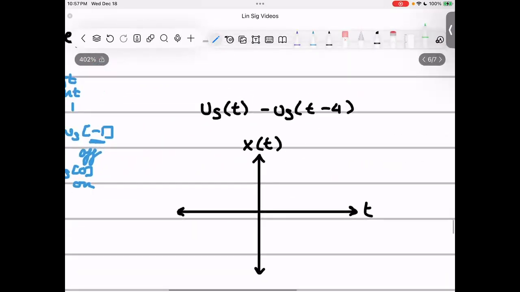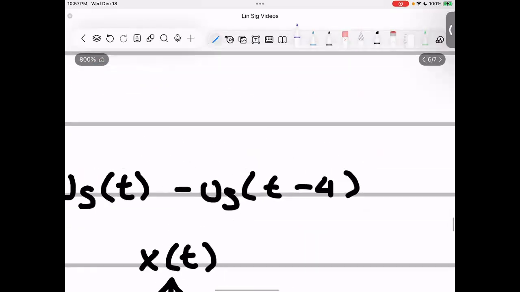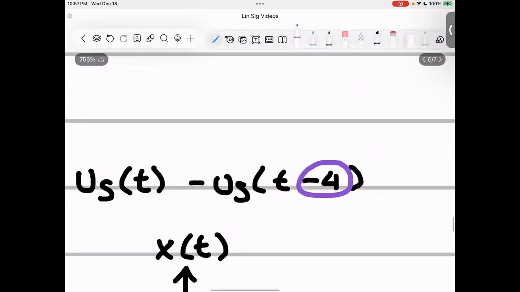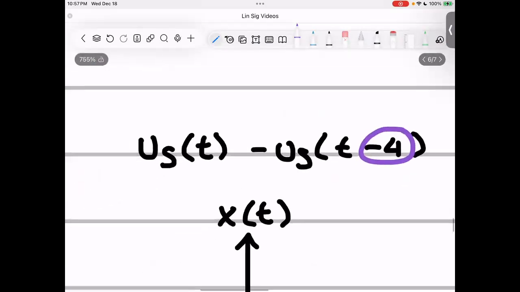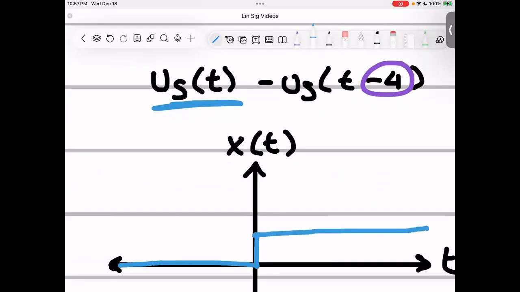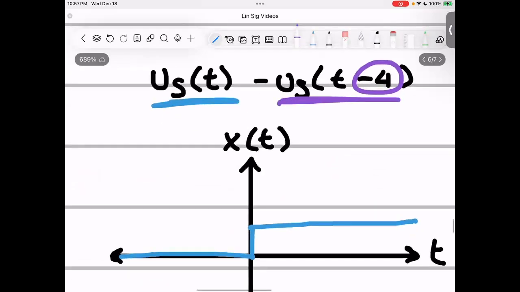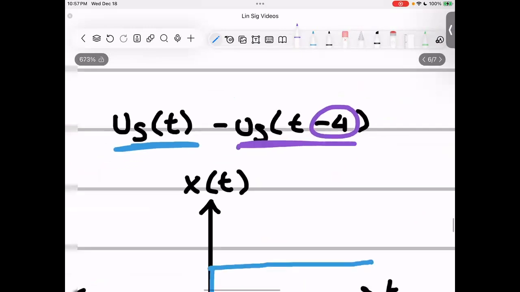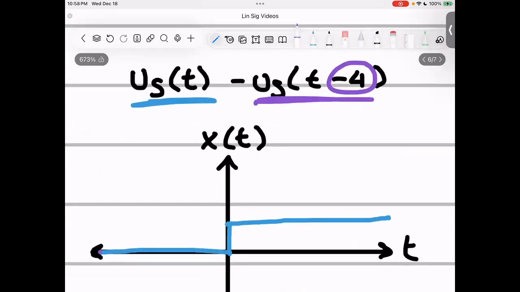Let's do this again, but we're going to do it with a different shift this time. Here it's going to be -4 instead of -1. So I'm going to start with the unit step of t in blue, and this is continuous this time. It's nothing, and then at 0, it starts jumping up to 1. And now we're going to have the unit step of t - 4. Remember the -4, it's going to shift it to the right by 4. So nothing, nothing, nothing, shift it right by 4, and now it jumps up.